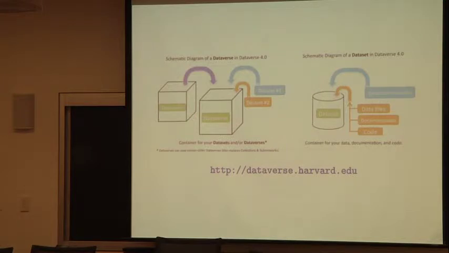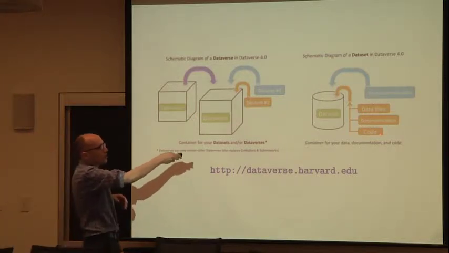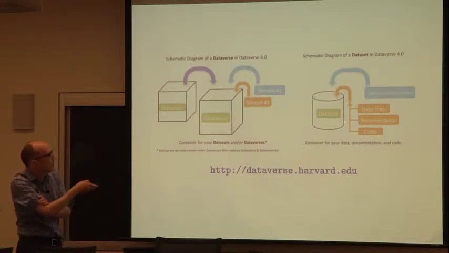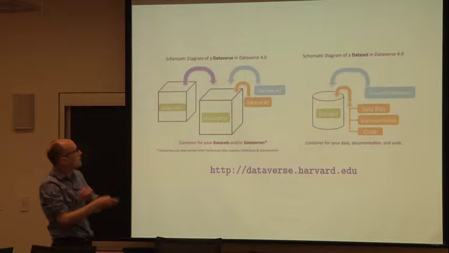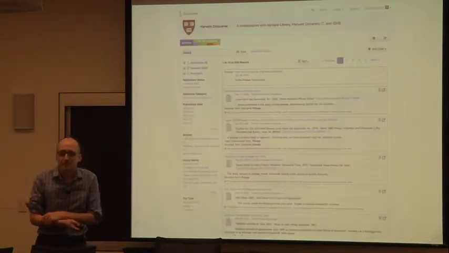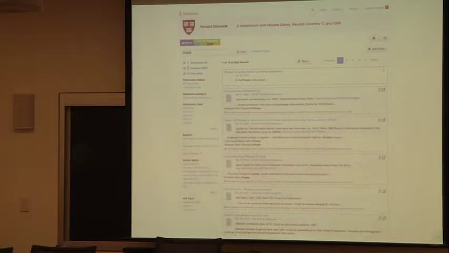A data set is a data file at its heart, probably, also with some documentation, maybe some code we run on it, and this header file, the metadata. And then data sets go into Dataverses, and other Dataverses might go into Dataverses, and it could be Dataverses all the way down. Okay? That's the basic architecture of Dataverse.